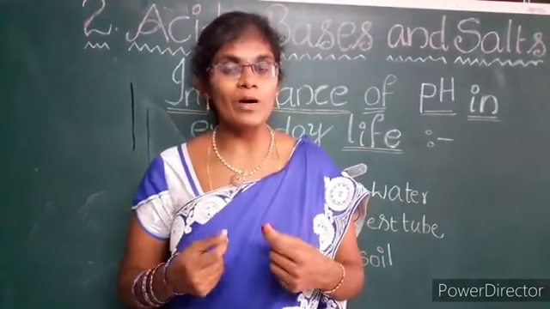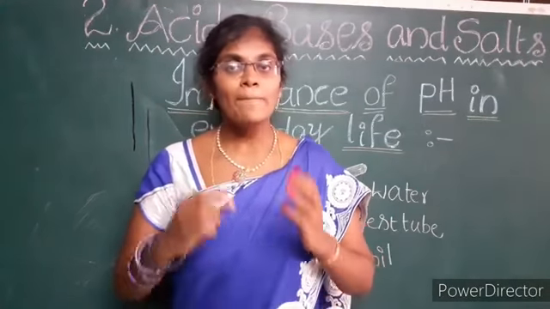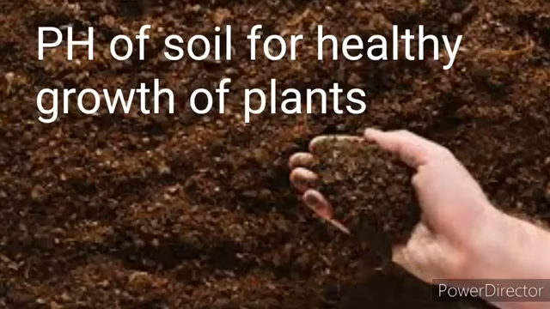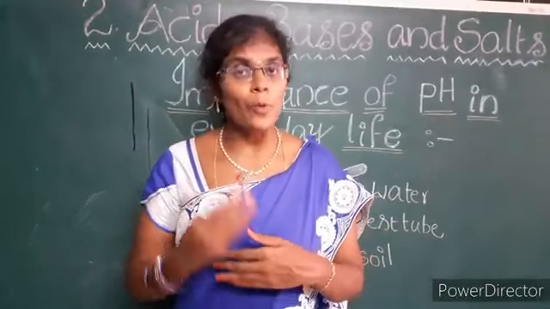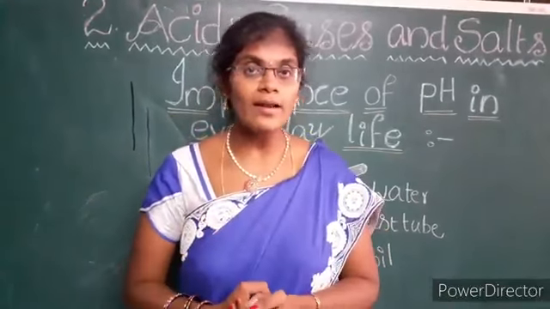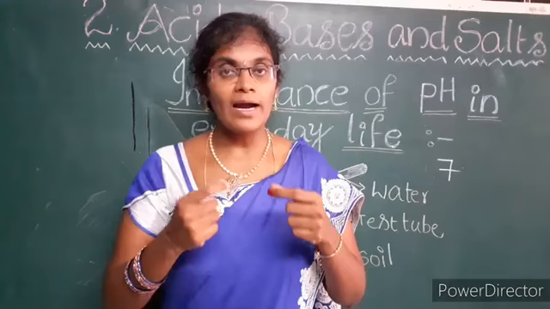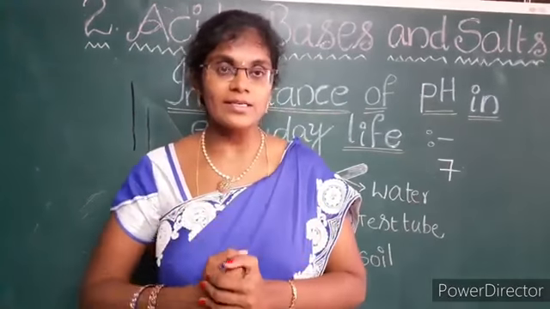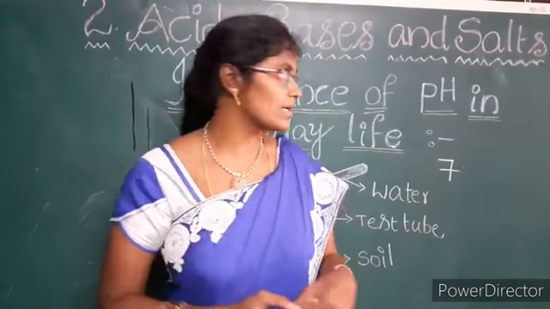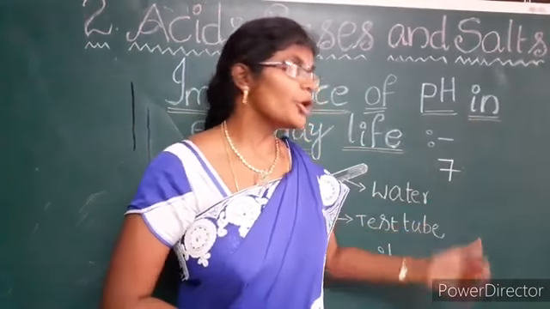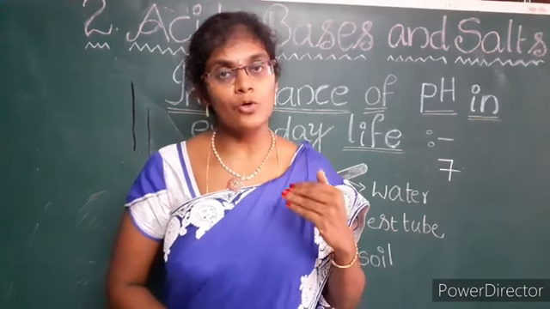Children, next move on to one more importance of pH, that is pH of soil for healthy growth of plants. Children, plants grow properly and give proper yield if the soil is neither acidic nor basic, that is neutral. This means the pH of the soil is equal to 7 for healthy growth of plants. Often wrong harvesting and use of excess fertilizers increases or decreases the pH of the soil from the normal. This affects the growth of the plants.